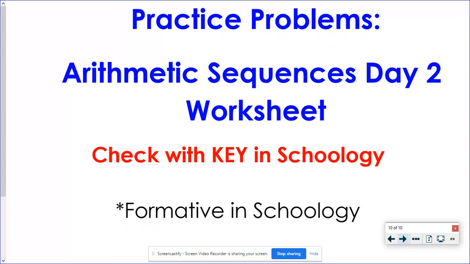The worksheet for today, you're finding the first term and the common difference, and then you're going to write the sequence and give me those same two numbers. 20th term, the 50th term. It's just substitution. Make sure you check your answer key in Schoology and take the formative when you're done. Let me know if you need help.